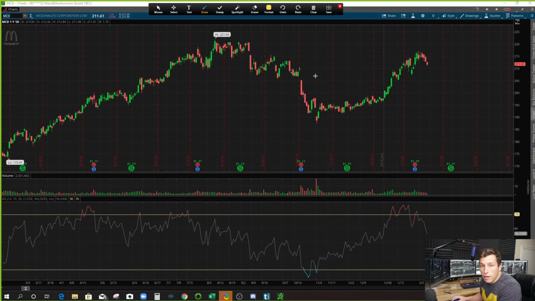So now we're taking a look at McDonald's, and here's another divergence. And as you can see, the price falls off.